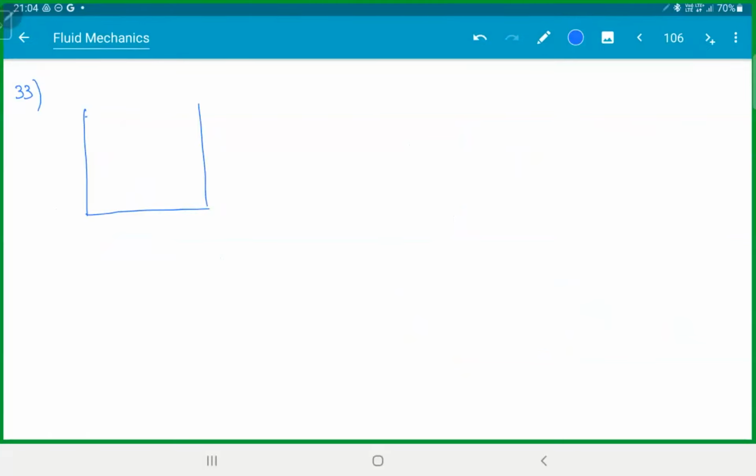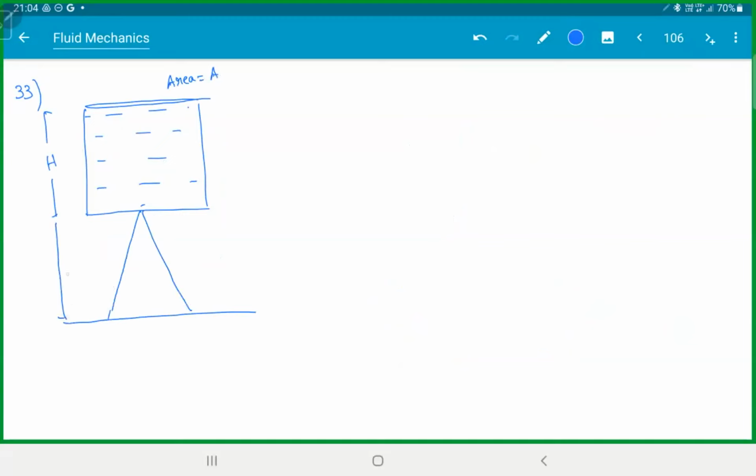Let's say we have a container here filled with liquid. Height h, area A. This is placed on a platform. This height is also h. And at some distance here, you kept a small bucket. This distance is also h. And this distance is h by 2.